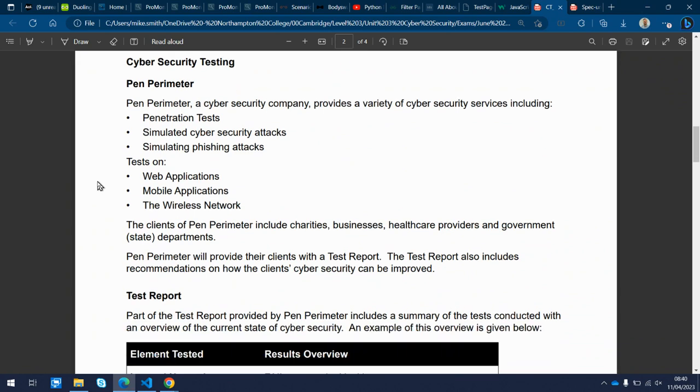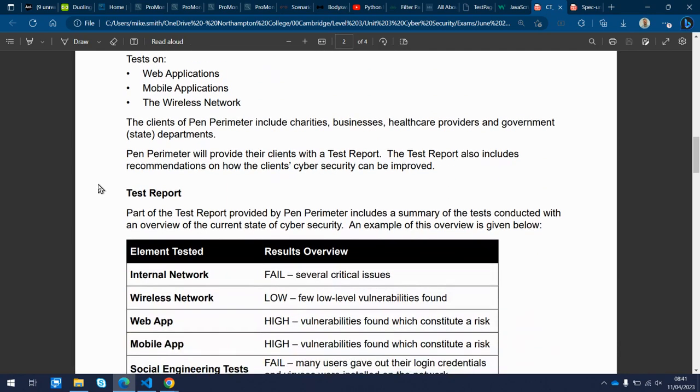They are a cybersecurity company and they provide a variety of cybersecurity services along with things like penetration testing, simulated cybersecurity attacks and simulated phishing attacks. So we can test the systems and we can test the users of those systems to see whether they'd fall prey to an attack of some description. They also do tests on web applications, mobile applications, and on the Wi-Fi network. It tells us the clients of Pen Perimeter include charities, businesses, healthcare providers and government state departments.